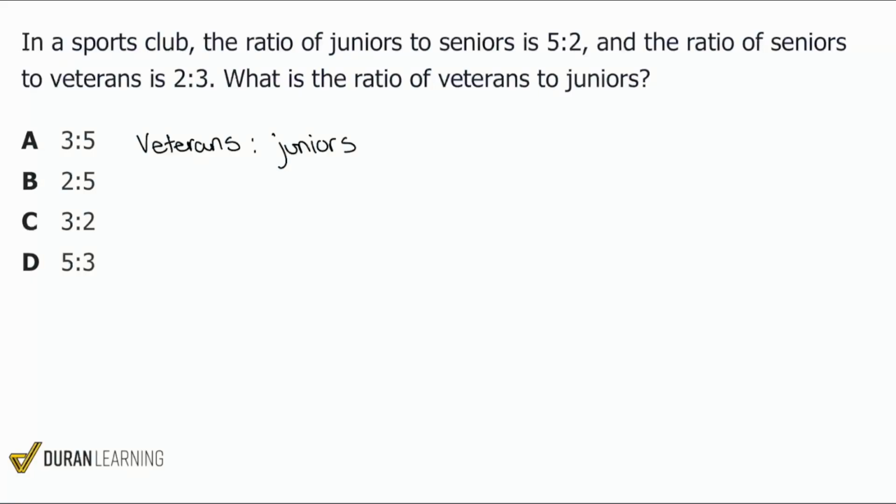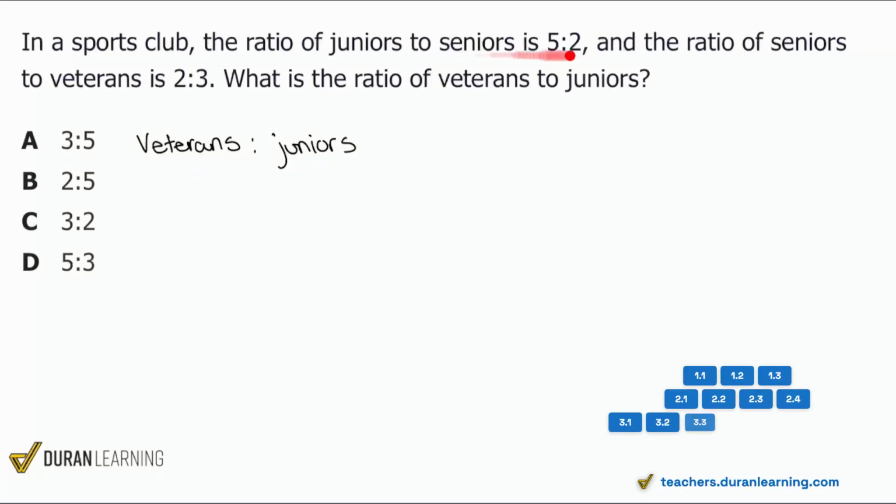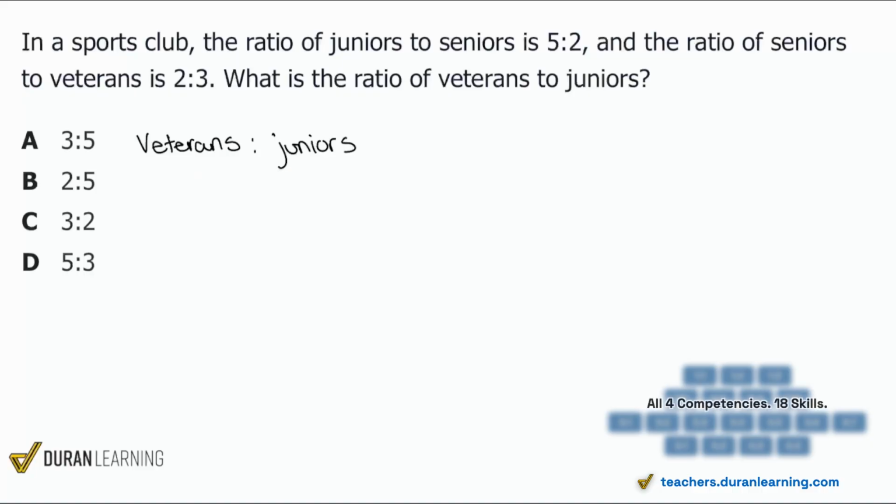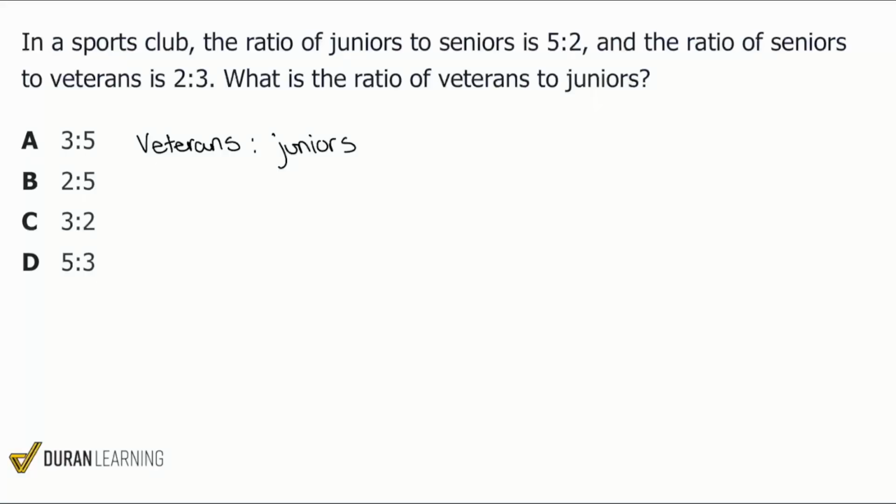No, they're not. I have juniors and seniors. There's juniors, not seniors, but there's juniors. And then I have seniors to veterans. There's veterans, not juniors. So we have an indirect connection. This is what's called a chained ratio. There is a chain. There's a middleman that we're going to take advantage of.